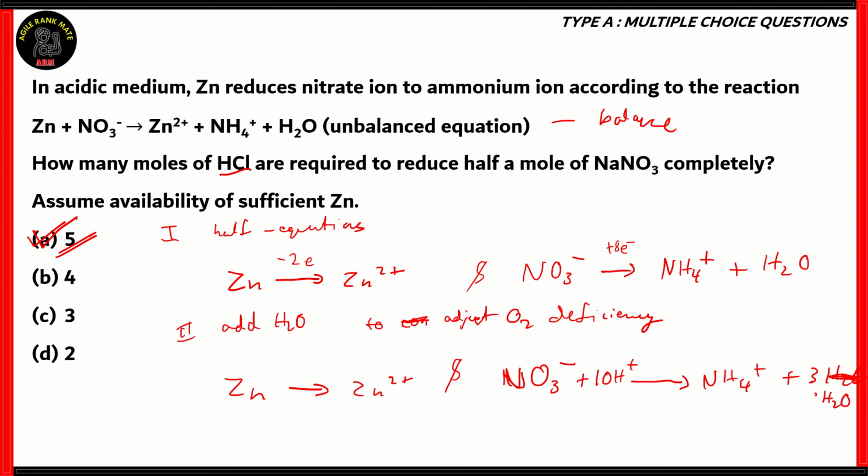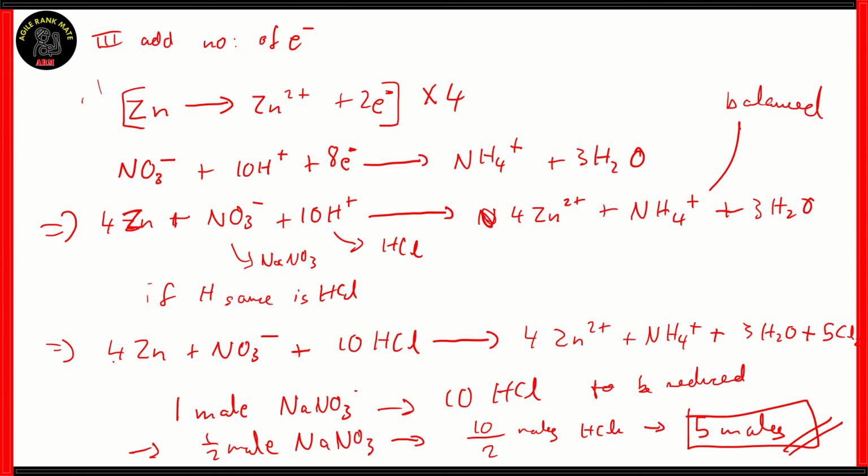Now remember, why did we not bring Zn into the calculation? That can be answered by the question. The question says, assume availability of sufficient zinc. So the amount of zinc will be adjusted in order to get the relation between NaNO3 and HCl. So you'll have the required amount of Zn no matter what. It will not act as a limiting reagent.